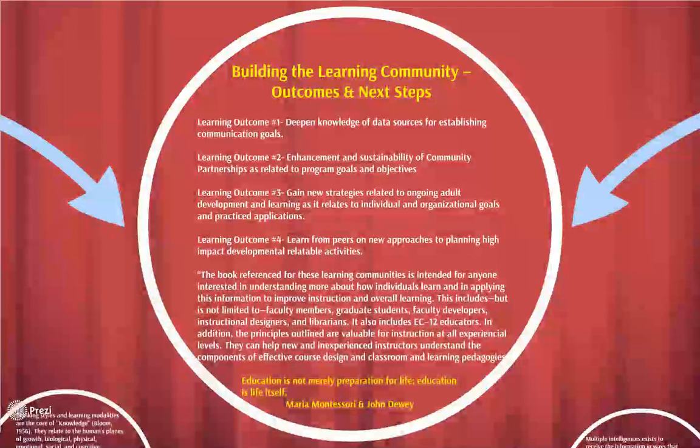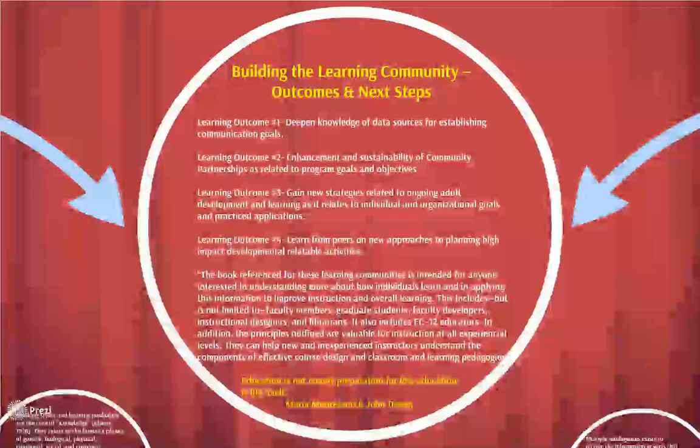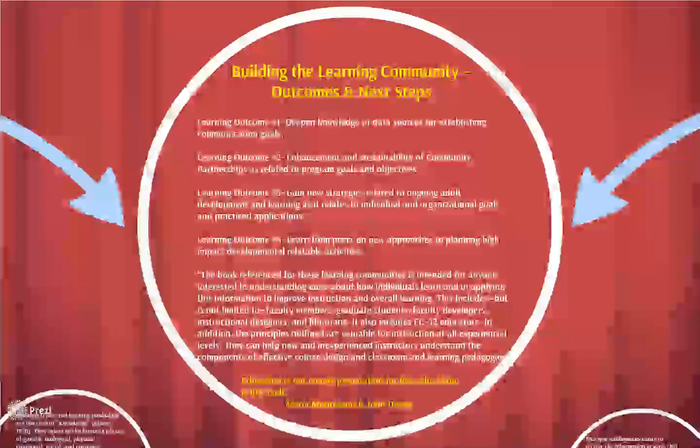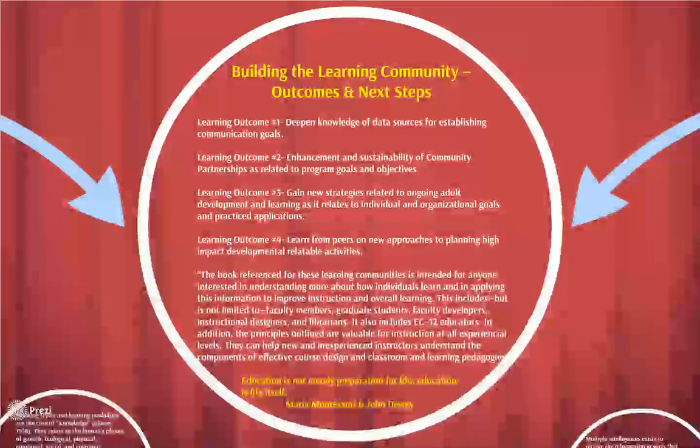If we have a difficult time adhering to determining what connects us, we're not going to do it. There's not going to be good employment relations in relationship to carrying out a task if we can't understand why the theory relates to our practice, or to, in this case, what I spoke about earlier, and that's prior knowledge. And then the last one, the fourth outcome, is that we learn from peers on new approaches to planning high impact developmental relatable activities. And again, I've given you two different examples in the use of the 7 research principles.